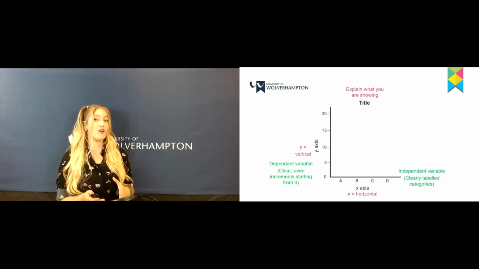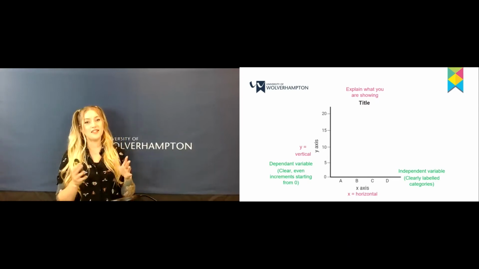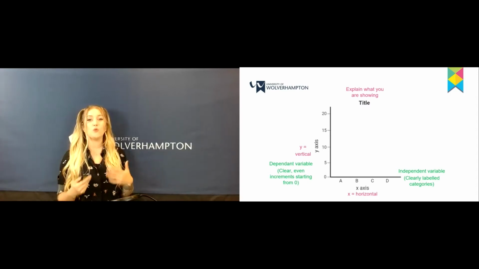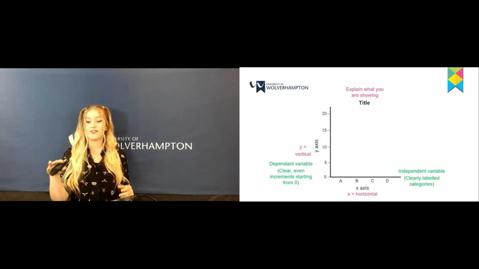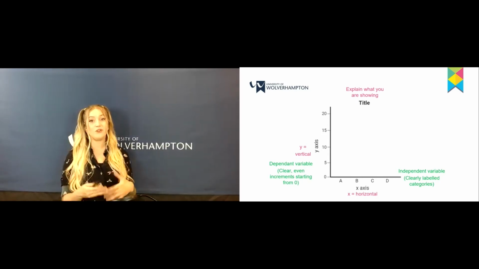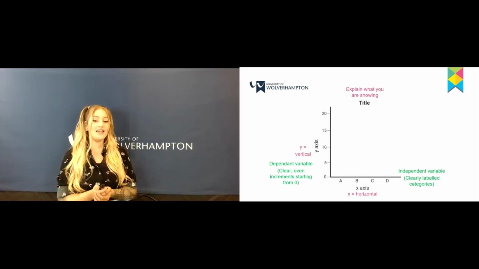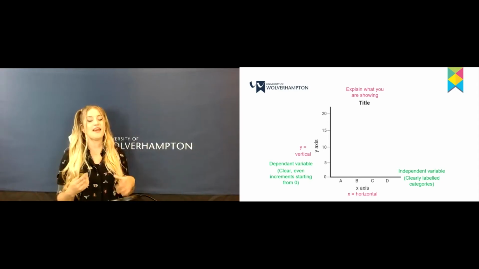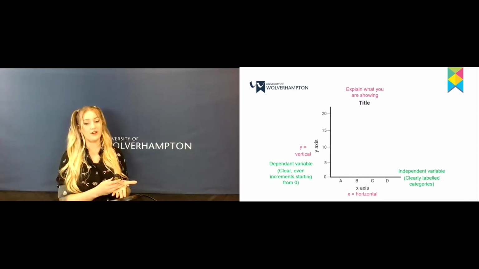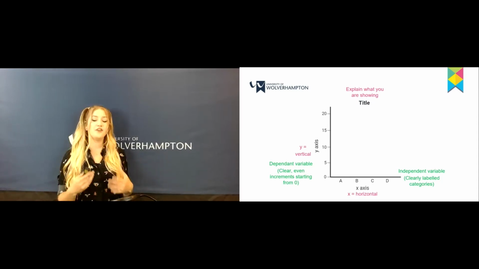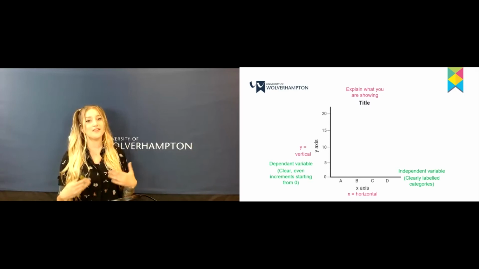When you come to make a graph or a bar chart in particular, you must always consider adding these things. First of all, always include your title, which explains what your graph will be showing. You then need your x-axis, which is the horizontal axis, and that is where your independent variable goes. In this case, it's our labelled categories. The y-axis, or the vertical axis, is where your dependent variable goes. And this should be in clear increments, always starting from 0. These can go up in 10s, in 5s, in 2s. It doesn't matter as long as it's clear to read and the increments are always the same.